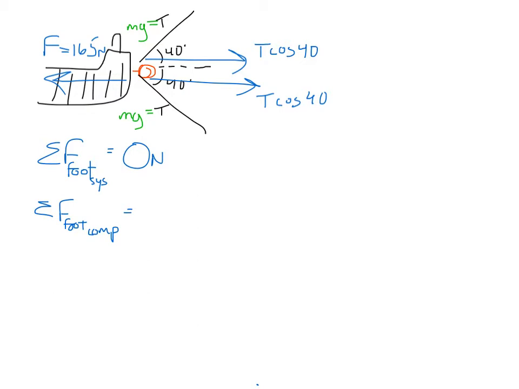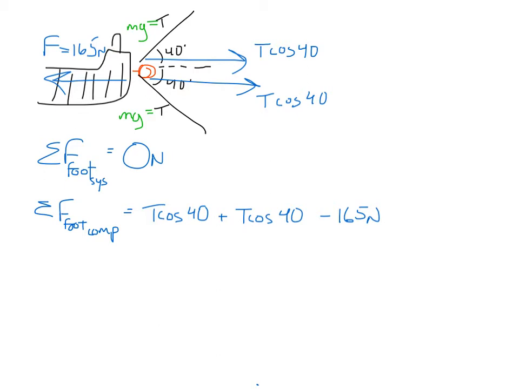Let's see. We need to establish which is going to be positive and negative. Let's say I'll make this direction positive and this direction negative. All right, that means that we've got T cosine 40 plus another T cosine 40, right? Because that string is applying a force two different times as it bends around the pulley. Minus 165 newtons. That's this force right here that is required for the person to feel.